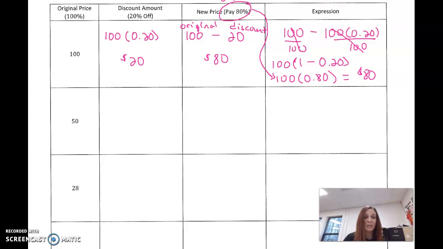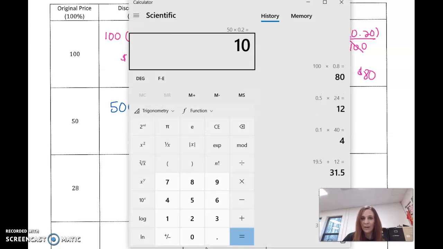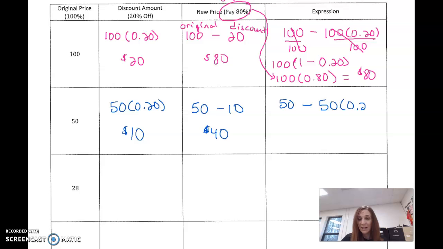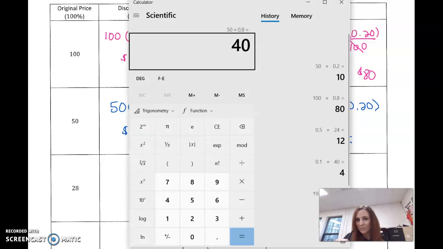Okay, so 50, same thing. I want 20% off. So I'm going to go 50 times 0.2, and that's 10. So this works out to be $10. So I'm going to discount the amount off is $10. If I take my original of 50 and I subtract 10, I get 40. Okay? If I write the expression, I could say 50 minus 50 times the 20% off, the discount, original minus discount, or I could just jump to this paying 80% of it and just think of it as, instead of thinking I'm taking 20% off, I can think I'm paying 80%. And I could just go 50 times 0.8. And guess what? You get $40.